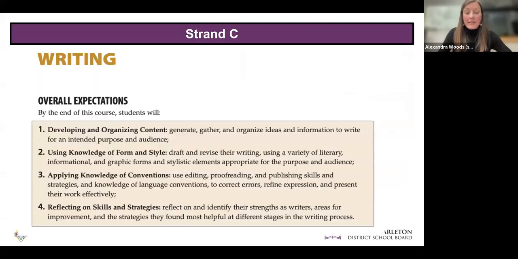The third strand of the English curriculum is writing. And so by the end of the course, students are expected to develop and organize their writing, to use their knowledge of text structure and stylistic elements, to apply knowledge of grammar, spelling, and punctuation, and to reflect on their strengths as writers and on what they need to do. So again, that reflective piece.